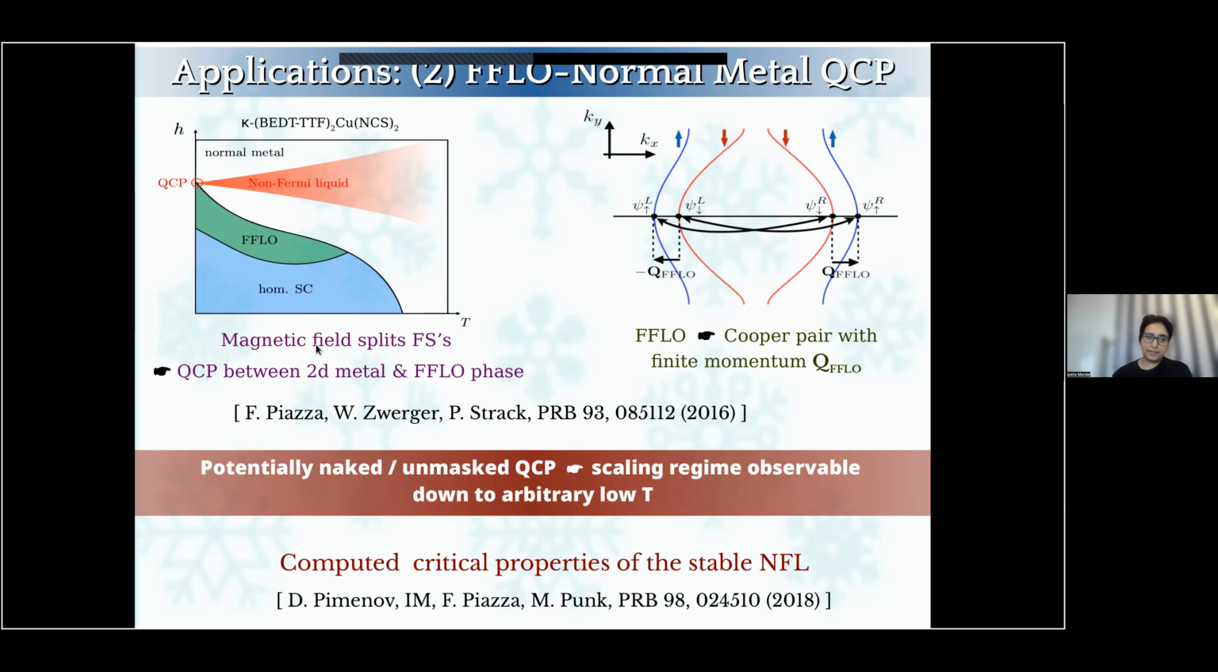Now, this system was interesting for us because it has the potential of showing up a naked or unmasked quantum critical point, because there might not be any competing order parameters which might just obscure or hide this quantum critical point. So if the experimentalists can observe this, then we might be able to find a scaling regime observable down to arbitrarily low temperatures and actually see a quantum critical point. So for this system also, we computed the critical properties of the stable non-Fermi liquid, which might arise here with the controlled approximation, which I explained to you.